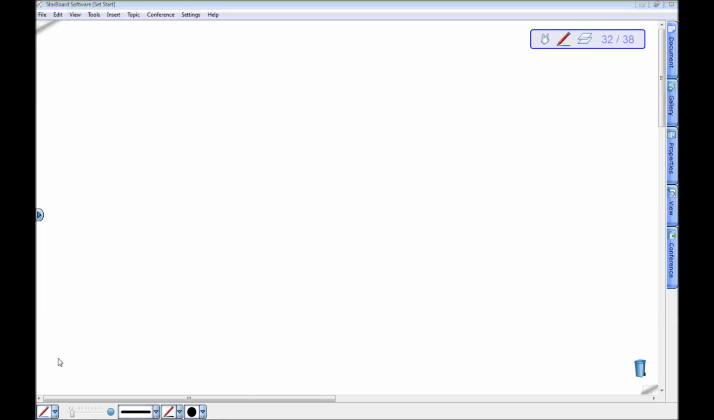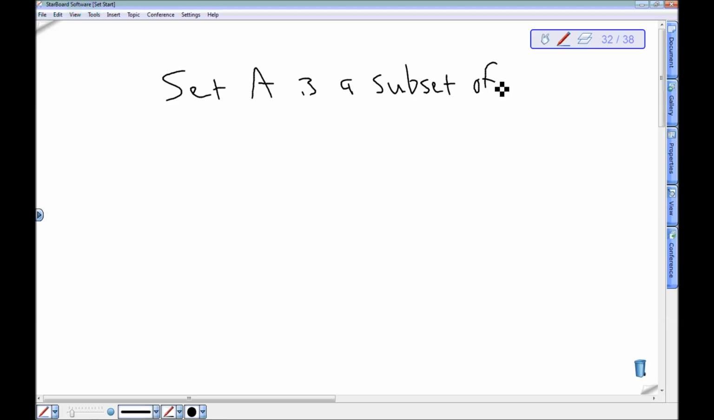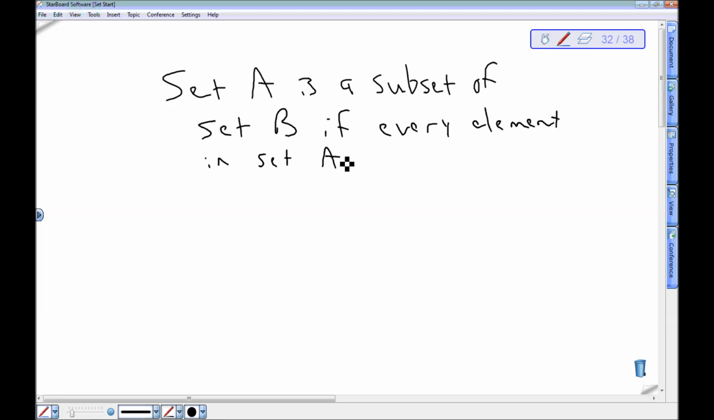Let's talk about subsets. So set A is a subset of set B if every element in set A is also an element of set B.